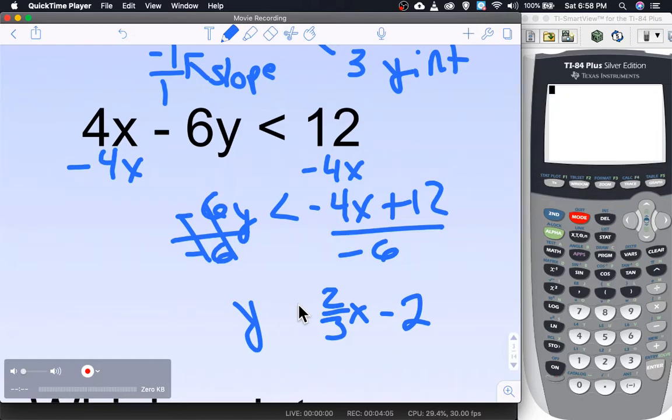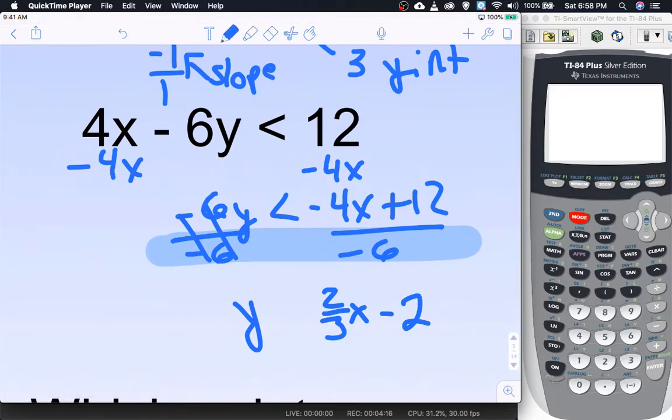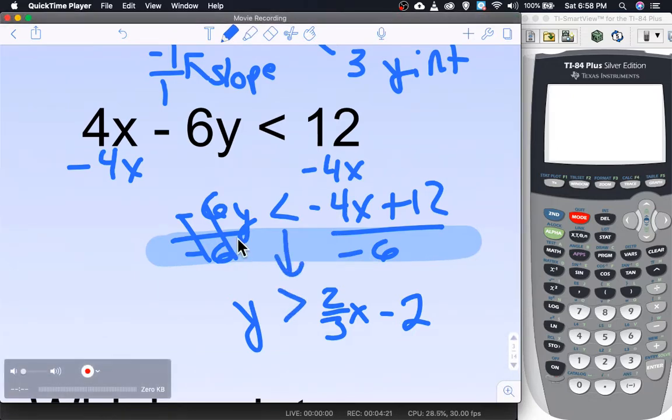Remember, when you're dealing with inequalities, anytime you multiply or divide by a negative, like we did here, we divided by -6 on both sides, you change the direction of the inequality. So this now changes from being a less than to a greater than. And that's going to make a difference in our problem. So now this is the line I'm going to graph. I'm going to need a dotted line, because this is just a greater than.